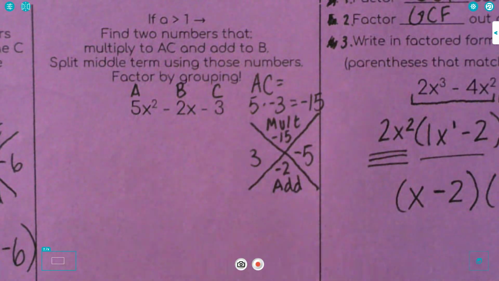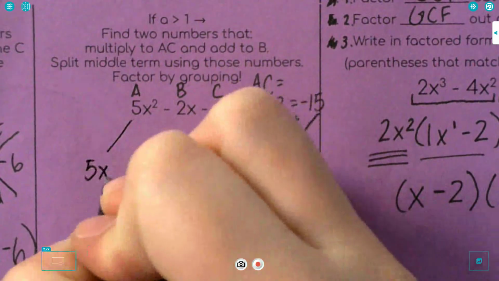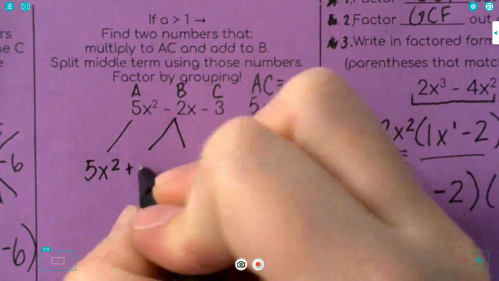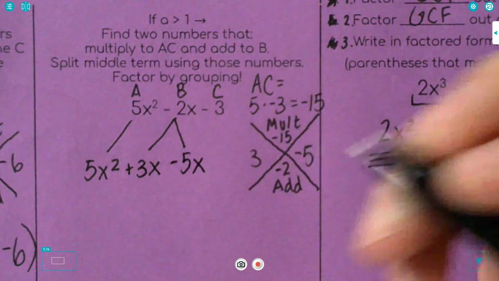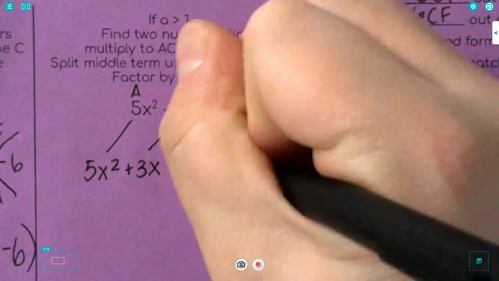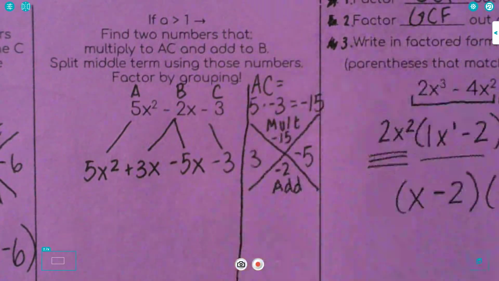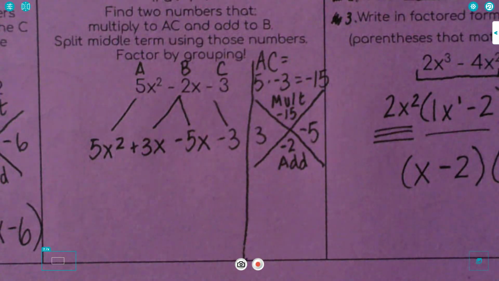All right, so then, splitting up my middle term, I've got 5x squared, which will stay the same. I'll split my middle term up into plus 3x minus 5x. So I'm like uncombining like terms. And I still have my minus 3 here. I'll draw a line. Okay, then I can factor by grouping.